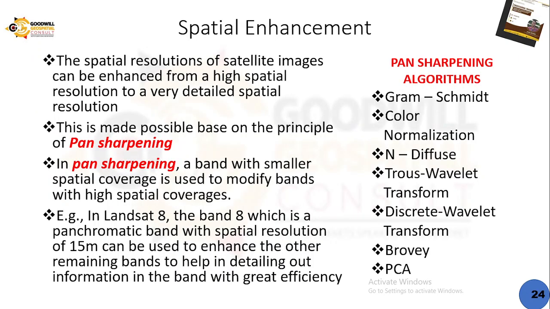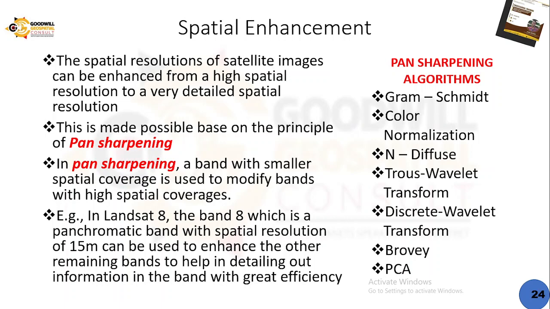Okay, we are here. Spatial enhancement. The spatial resolution of satellite images can be enhanced from a coarse spatial resolution to a very detailed spatial resolution. This is made possible by the principle called pan sharpening. So in pan sharpening, a band with a smaller pixel size is used to modify bands with coarser pixel sizes. For example, in Landsat 8, band 8, which is a panchromatic band with a spatial resolution of 15 meters, can be used to enhance the other remaining bands to help in detailing out information in the band with great efficiency.